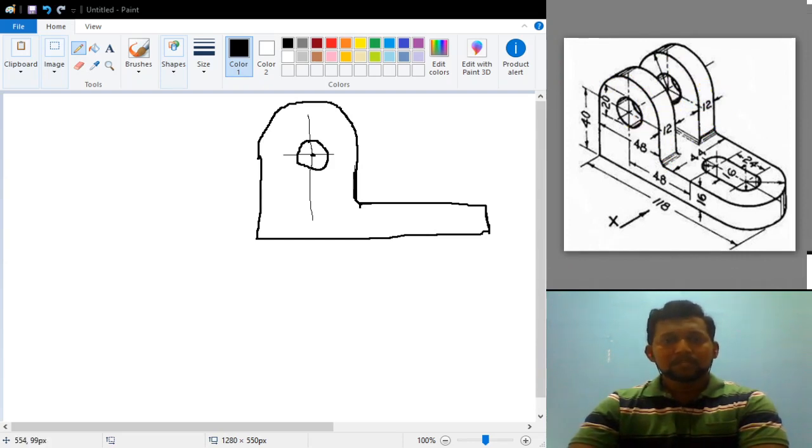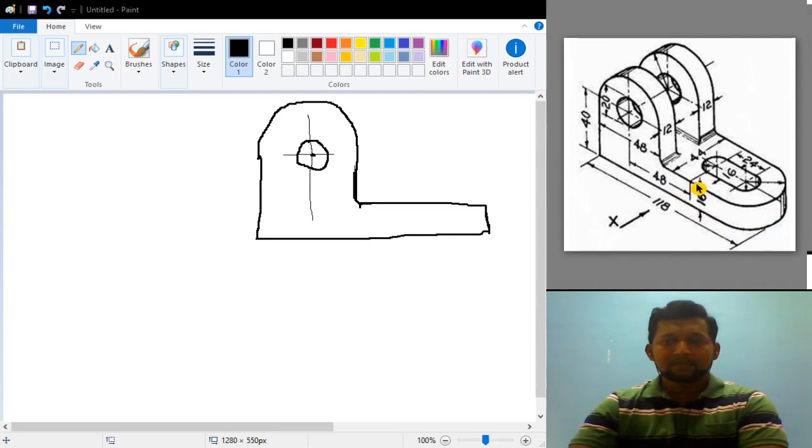Okay, so this is what we will be able to see in the front view. And one more thing we have to complete in the front view is regarding this slot. There is some gap here. Whether you will be able to see that particular gap in the front view, no. You will be able to see this 16 mm thickness.